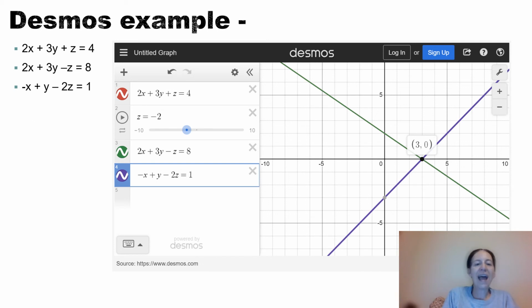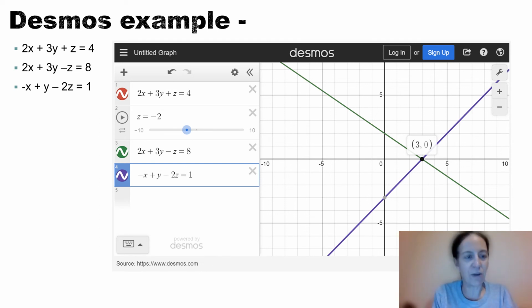So we are going to add something called a slider. All right. Now it graphs 2x plus 3y equals 4, and it substitutes in, right now, z equal to 1, and graphs that. So just keep that in mind.